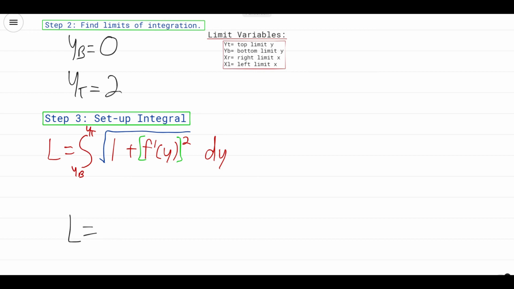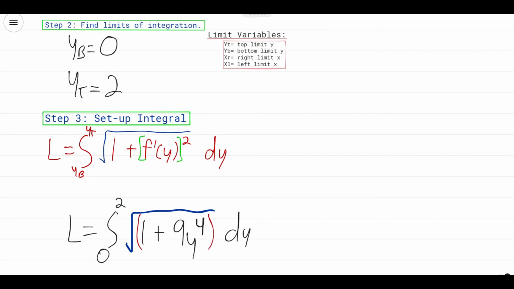So the length is from the bottom y, so from 0 to 2, of 1 plus the f prime y squared, which we computed to be 9y to the 4th power, times dy. And that's the answer, because we were asked to set this up and not solve it. Why? Well, this integral is unsolvable. I mean, you can try to solve it, but you probably won't be able to. But yeah, that's pretty much it. Thanks for watching this example, but let's move on to another one.